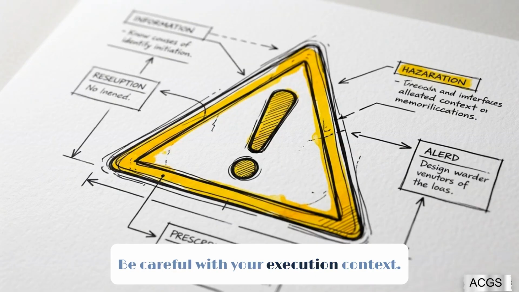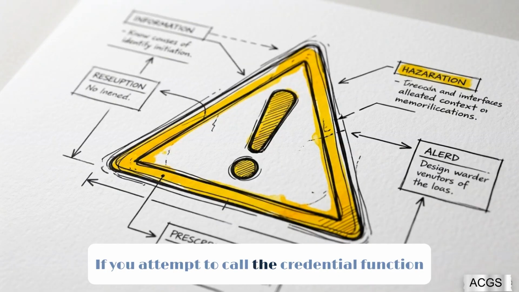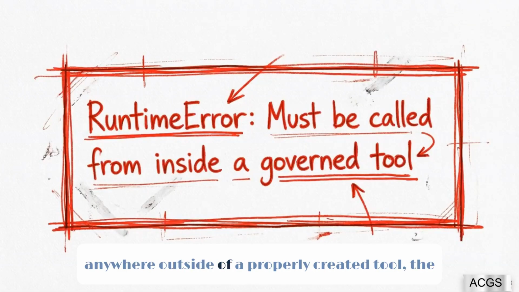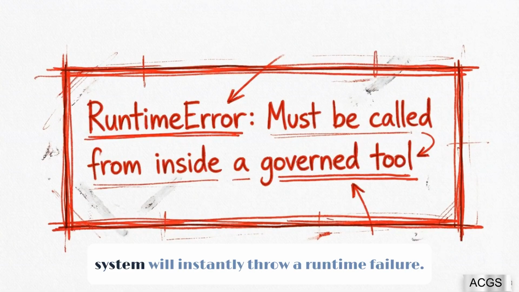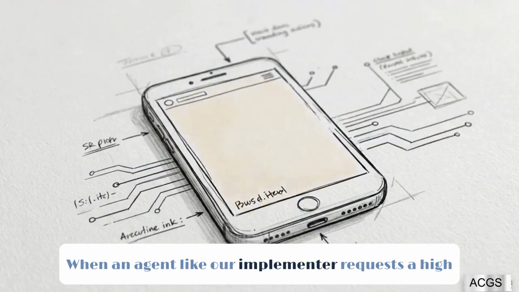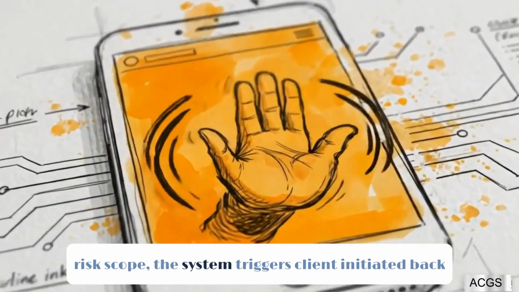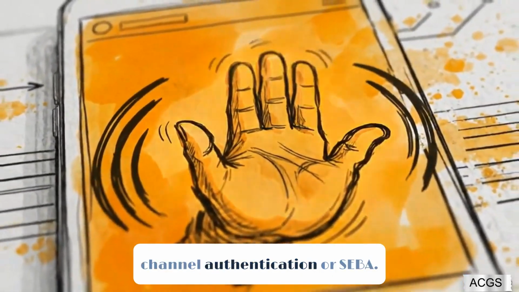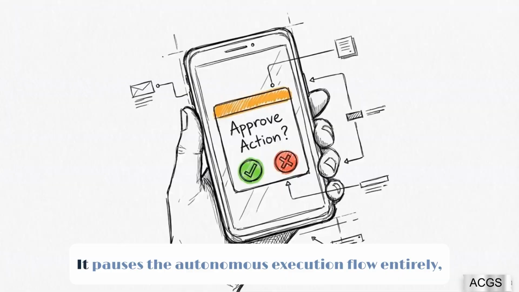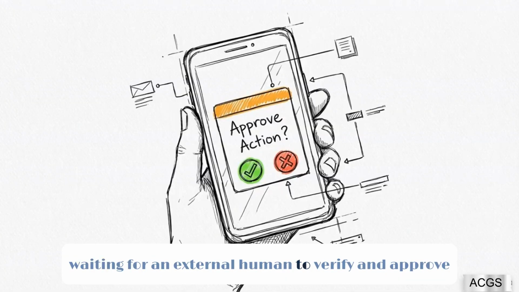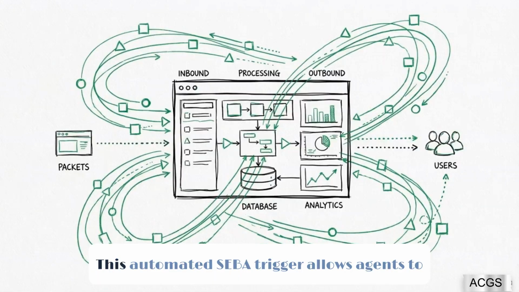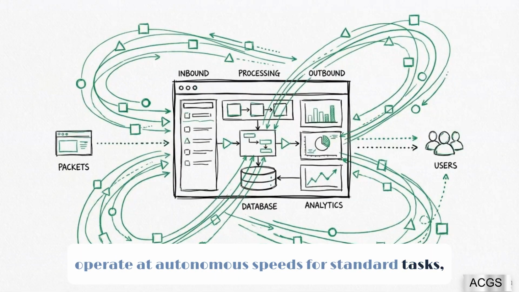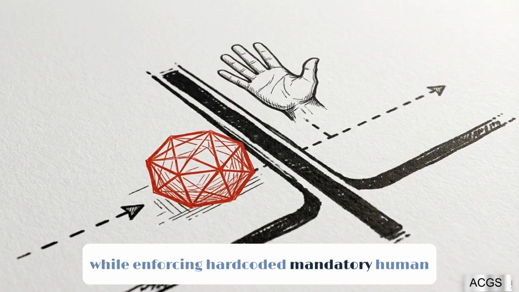Be careful with your execution context. If you attempt to call the credential function anywhere outside of a properly decorated tool, the system will instantly throw a runtime failure. When an agent like our implementer requests a high-risk scope, the system triggers client-initiated back-channel authentication, or CIBA. It pauses the autonomous execution flow entirely, waiting for an external human to verify and approve the action.